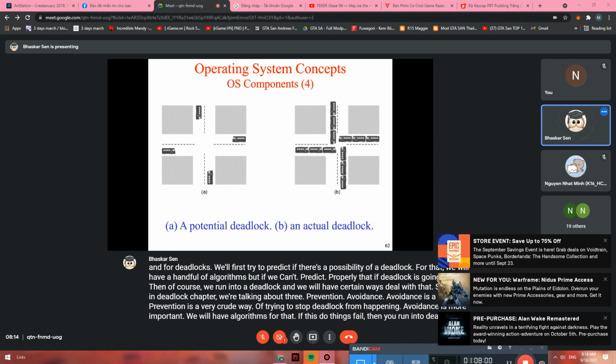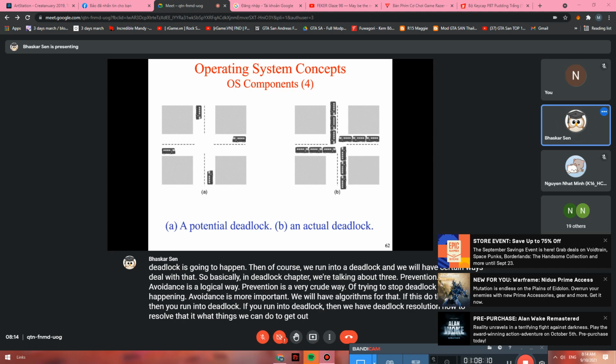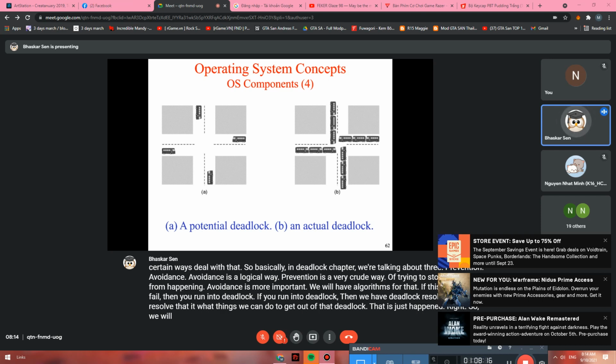And if you run into deadlock, then we have deadlock resolution. How to resolve the deadlock. What things we can do to get out of that deadlock that has just happened. Right? So we will study these things right over there. You don't have to worry about it.